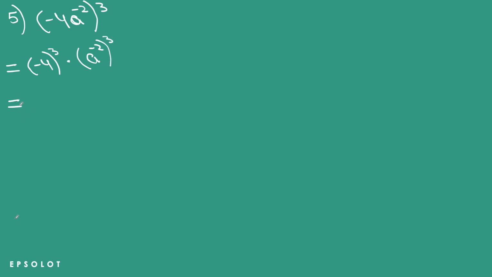And if you have something in the brackets, then we have to multiply the exponent with the exponent of the number within.